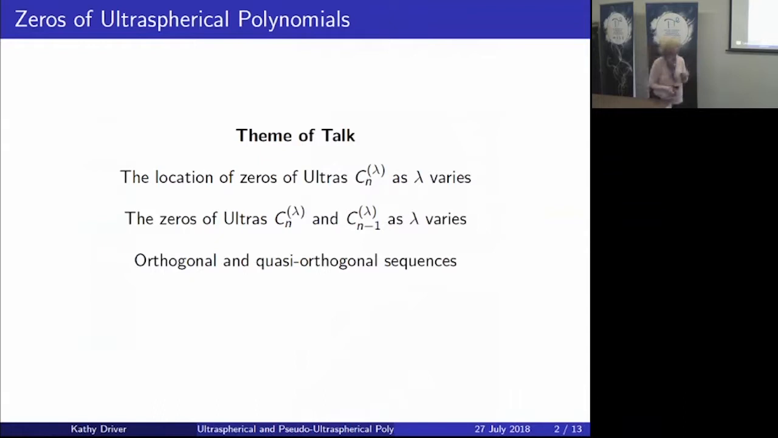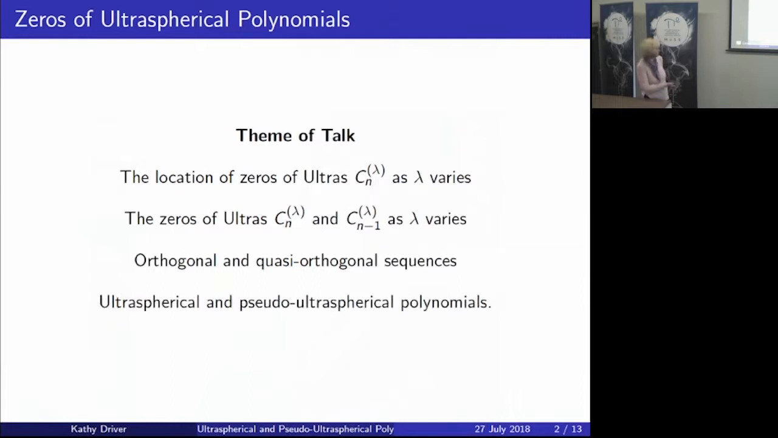Outside of the orthogonal range, you'll notice that the ultraspherical polynomials, where the degree of the polynomial is n, have a parameter lambda. For certain ranges of values of lambda, the polynomial sequence is no longer orthogonal, but it does have some semblance of orthogonality. It's called quasi-orthogonal, and I will be discussing what that means and why it's important. And then I'll talk about the concept of pseudo-ultraspherical polynomials, which was defined by Mourad Ismail about 13 years ago. So that's the plan for the talk.